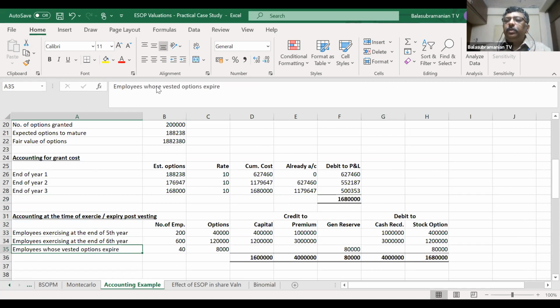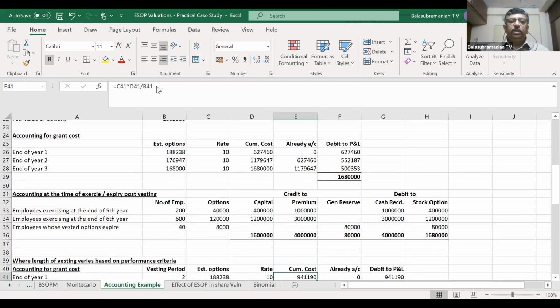It cannot be adjusted in P&L. So what happens is it directly goes from stock option to general reserve. Because this cost is already absorbed into the account, no adjustment is made to P&L, and the difference is transferred to general reserve.